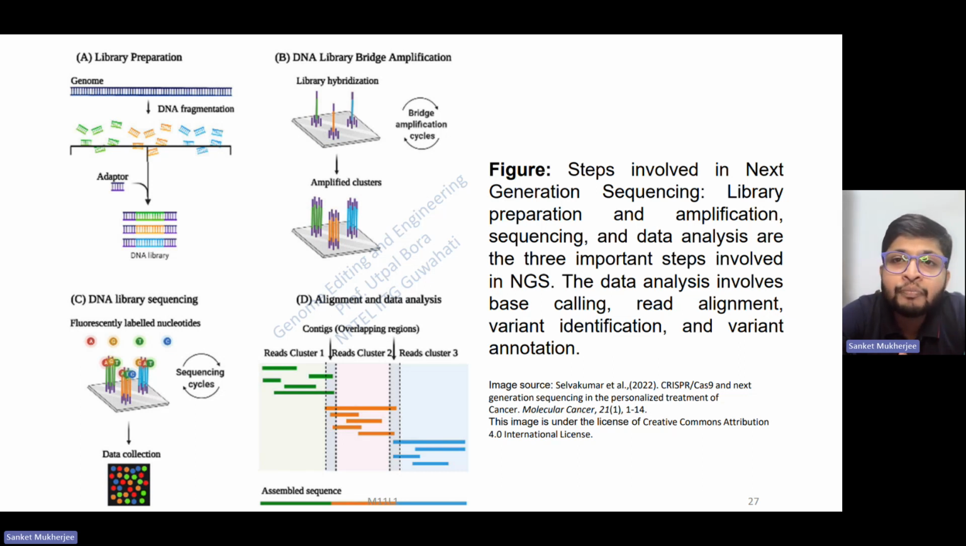So there are a few NGS limitations also, like it does not work very well with repeats, and many other things. So that's not the point of the discussion. But the thing is, NGS is the next step towards personalized medicine. So the steps involved in next generation sequencing are first the library preparation, and then the amplification, PCR amplification, and then sequencing and data analysis.